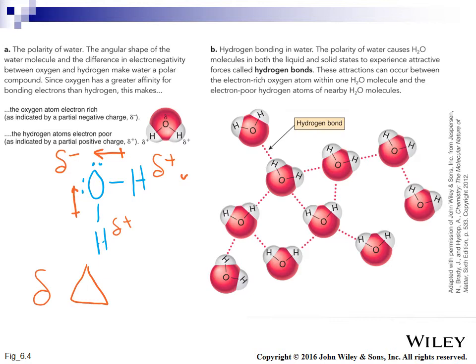Well, now with this case with water, we said that the oxygen was partially negative, the hydrogens are partially positive. Well, if the oxygen of one molecule comes close to the hydrogen of a different molecule, it forms this little temporary attraction. That's a hydrogen bond. Now, hydrogen bonds are examples of dipole-dipole. Now, they call them dipole-dipole. It's just the name that they've always used.